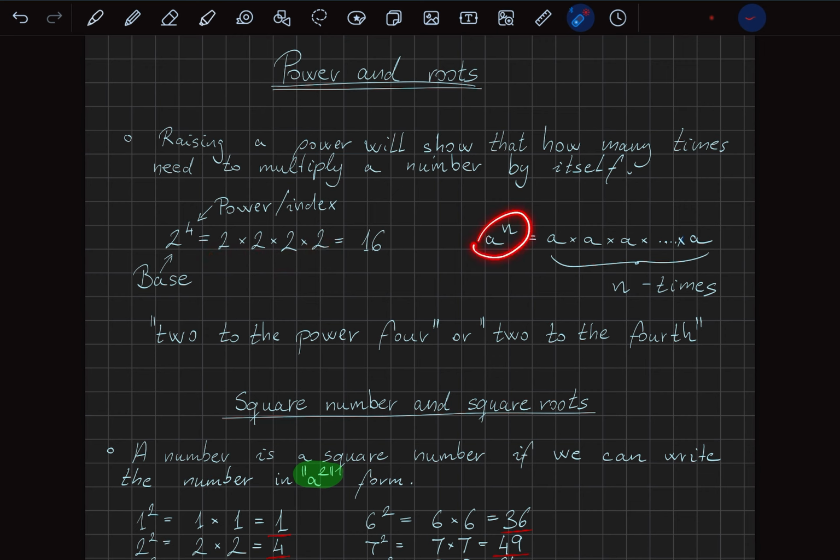It's also written as a formula, a to the power n. It means a times a times a times a, n times we multiply the a by itself. This is how we say it: 2 to the power 4, or 2 to the 4th. I prefer to use this one.